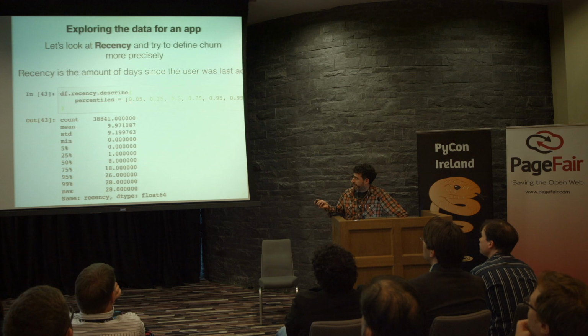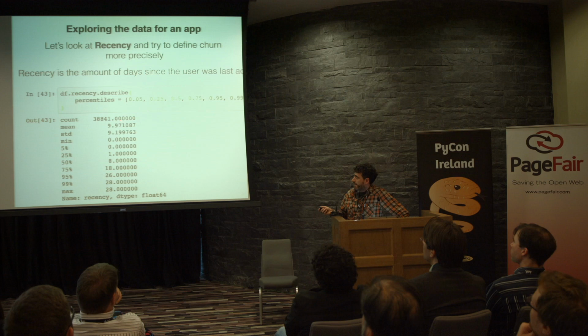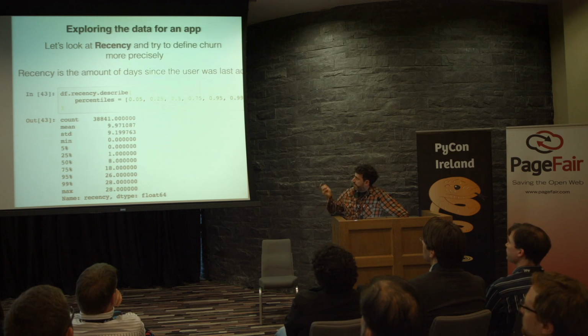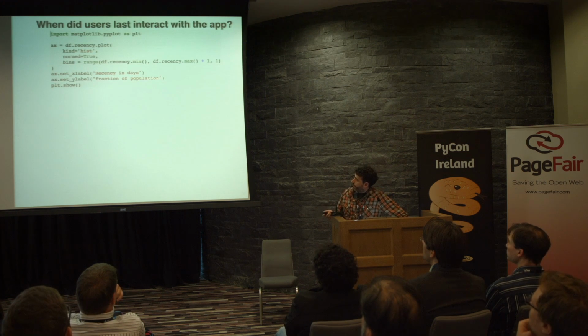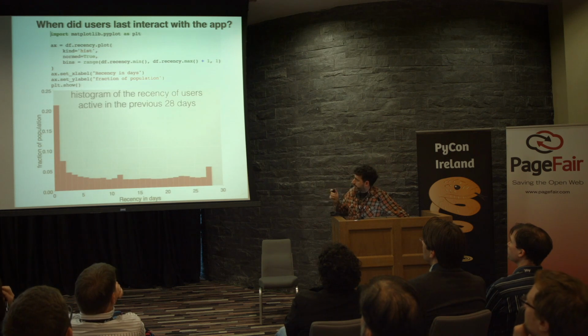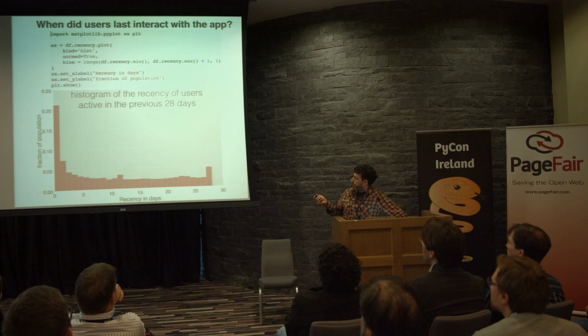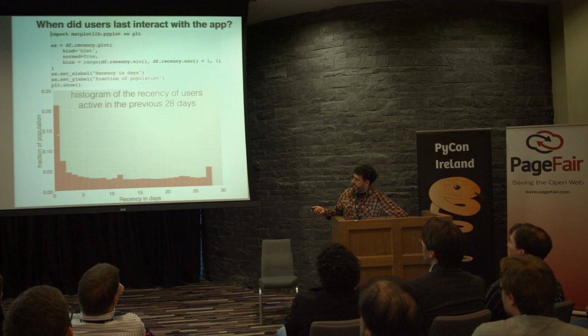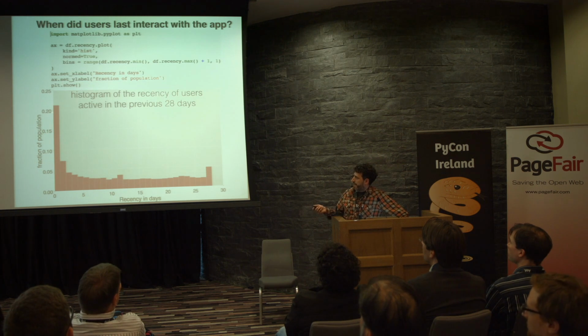In Pandas, you can do nice things like describe a variable and you get nice summary statistics. But it's useful to plot it, obviously. So I use matplotlib, and you can just do dataframe.variable and then plot it. This here is a histogram of all the users who were active in the last 28 days. What is their recency? I can see most people who were active in the last 28 days were active today, and then that trails off.